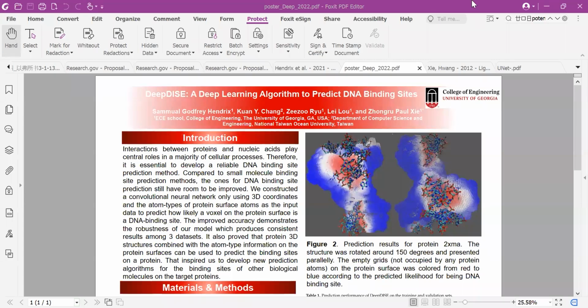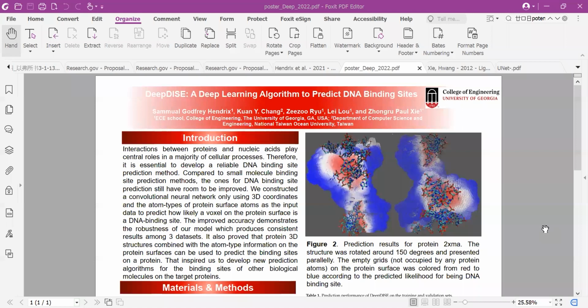Hello everyone, today I would like to introduce you to a DNA binding site prediction method, DeepDISE. We all know that most proteins perform their functions through binding and interacting with other molecules such as small compounds, nucleotides, proteins, lipids, and so on. Therefore, identifying those binding sites is a very significant task.